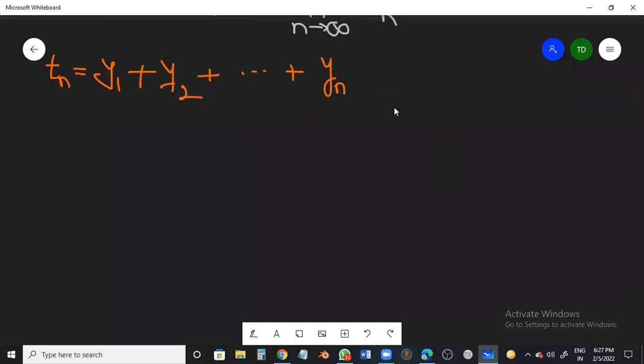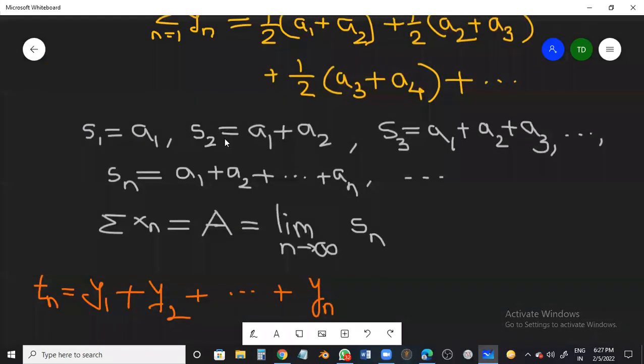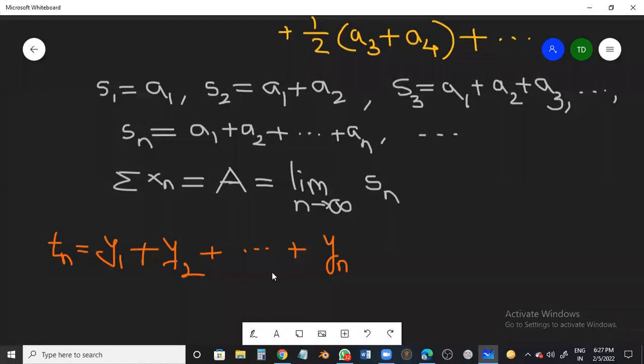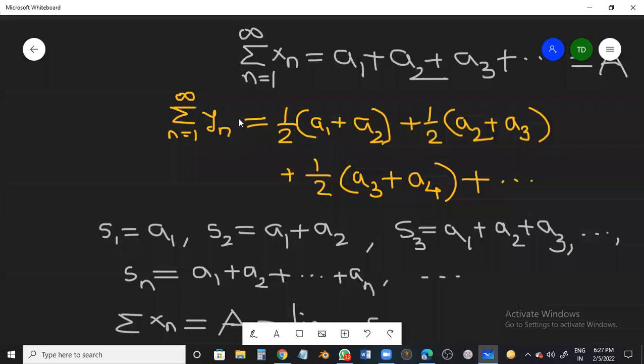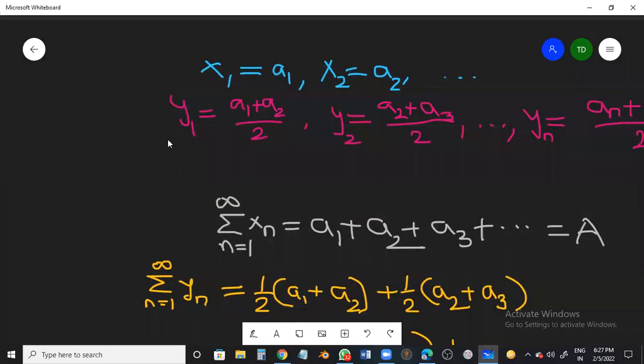Is this right? We are talking about the second sequence, the sequence of partial sums for the second series. And what is my second series? The summation yn, for which you just now told me. Ma'am, I didn't get this. Sure, I'll explain it again.